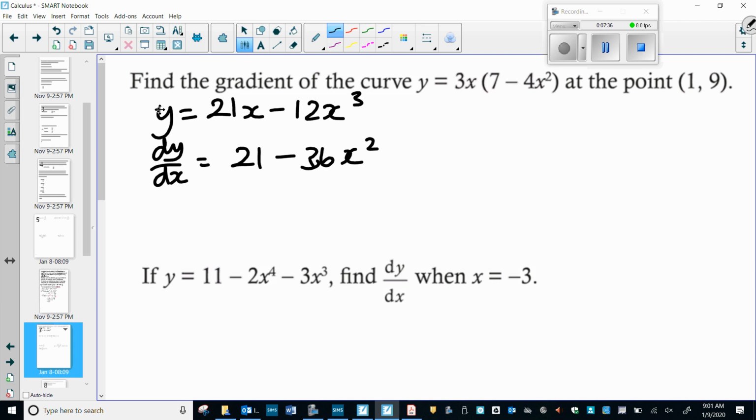Samantha, what do I do now? You substitute the 1. X equals 1. 21 is 36 times 1 squared, and 1 squared is obviously 1. So 21 subtract 36.